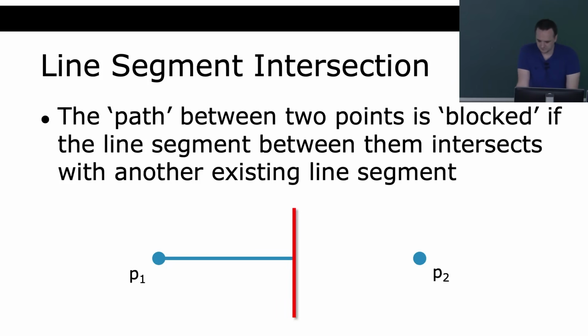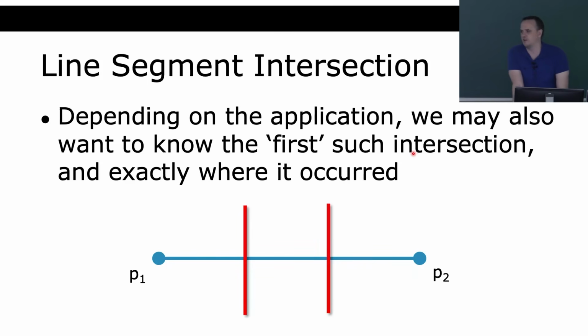Now, I'm saying here we're asking if there's an intersection, but you may also want to know where that intersection occurred. So for example here, depending on the application, we may want to know where the first intersection occurred. And why? Well, for example, if all I want to know is if P1 can see P2, then answering the Boolean question, is there an intersection, is fine. Just, can I see this person?